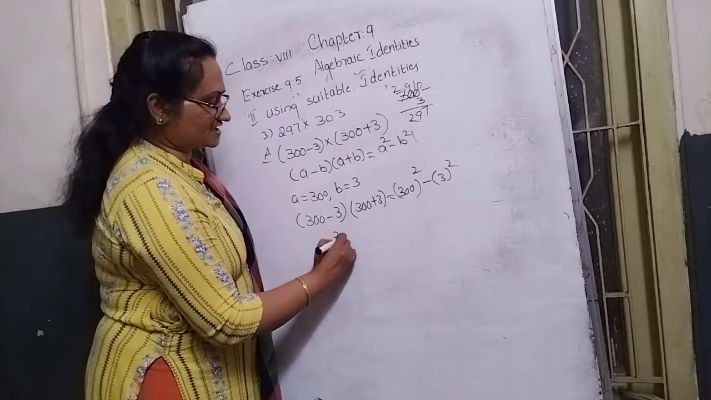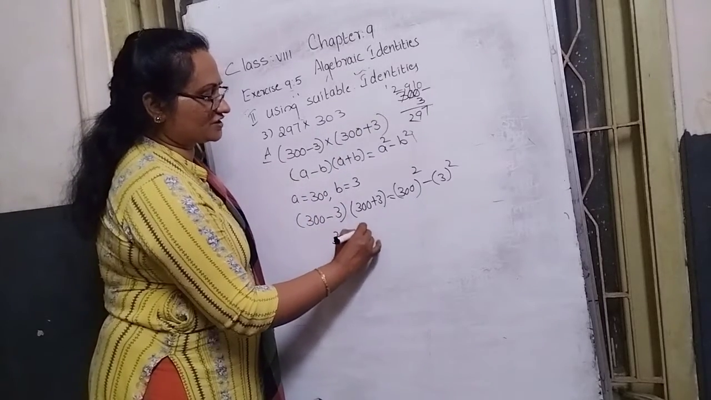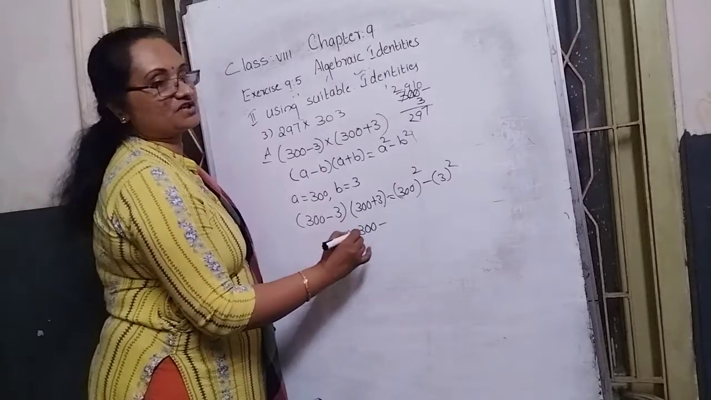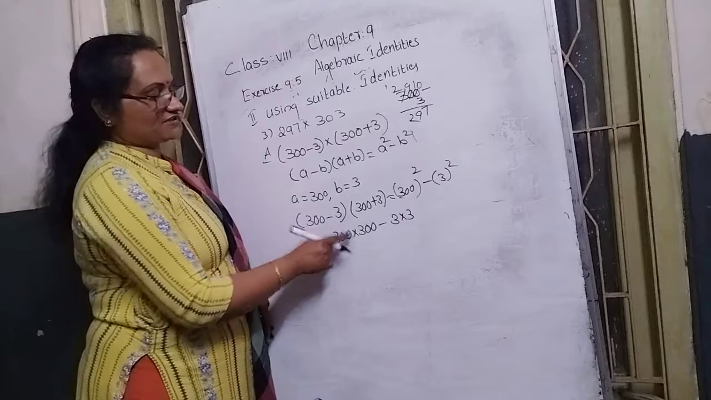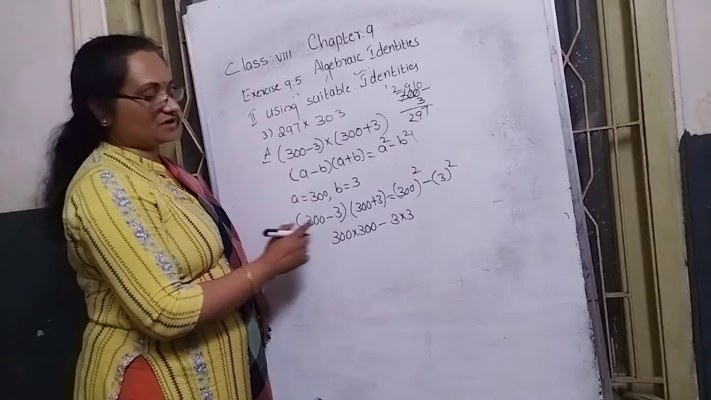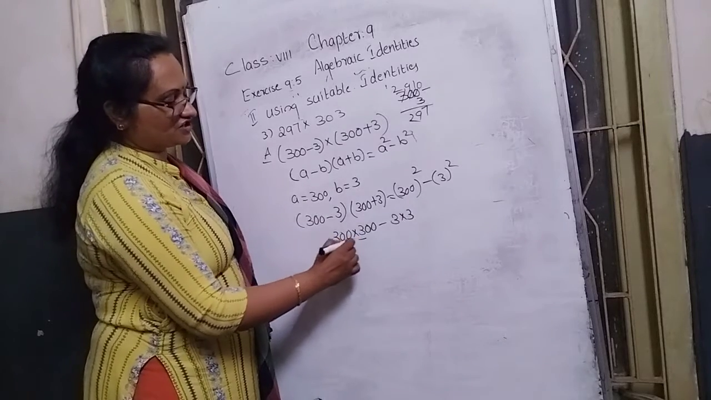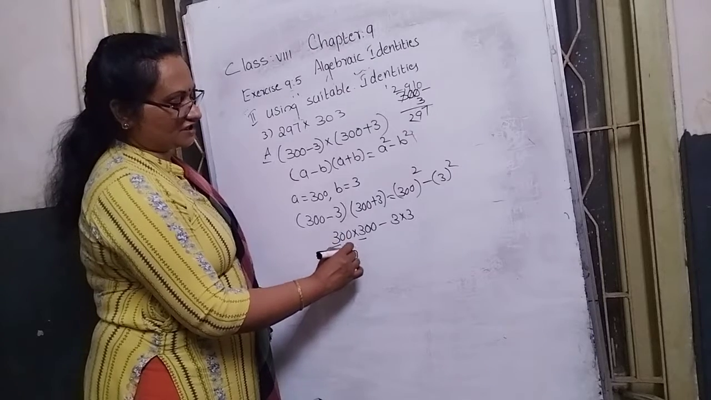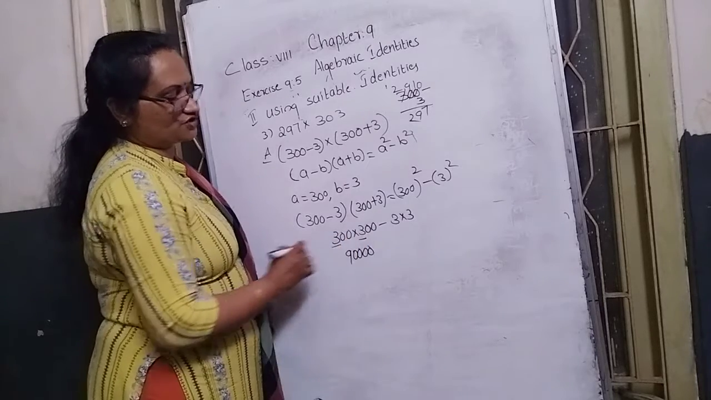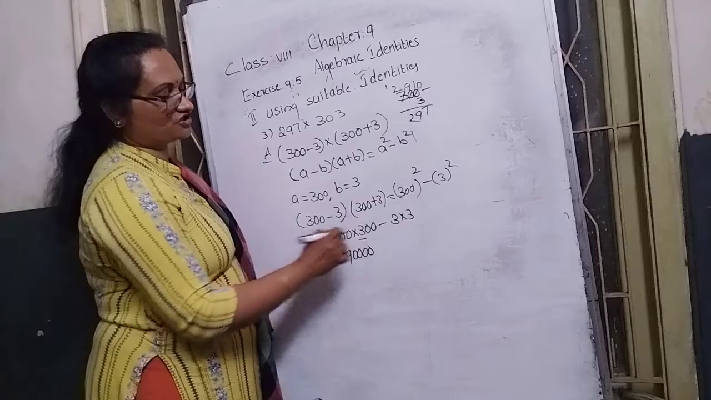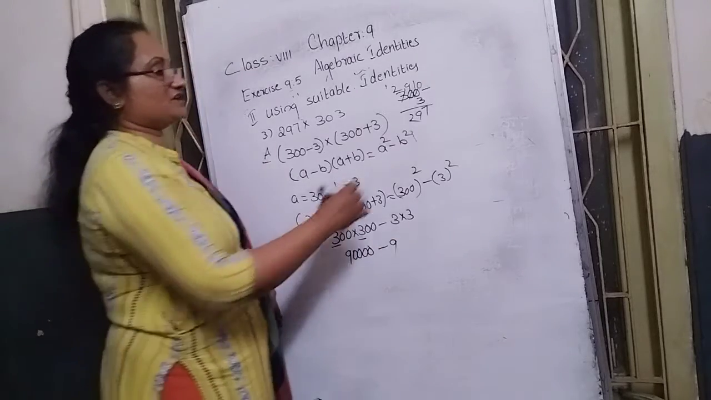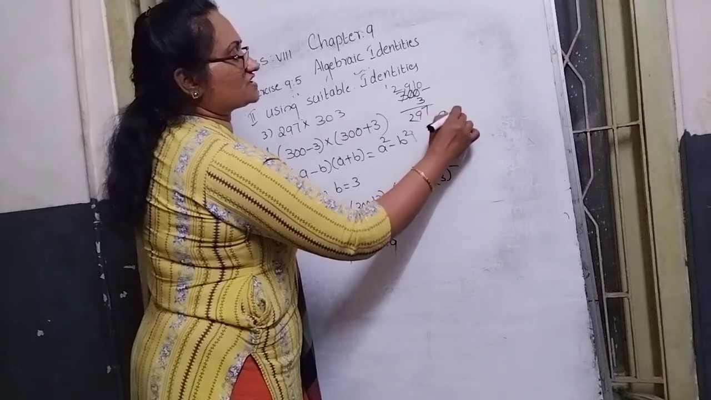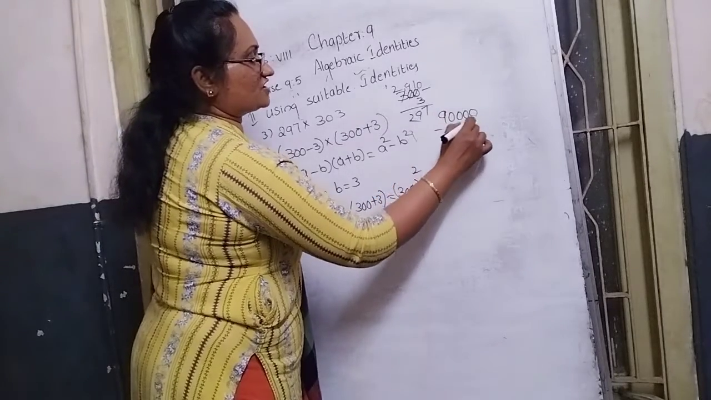Right side part: 300 square means 300 multiplied how many times? 2 times. 3 square means how many times? 2 times. The easy way to multiply numbers with zeros: 3 threes are 9. Multiplicand place 2 zeros, multiplier place 2 zeros. So it becomes 90,000, minus 9 into 3 into 3, which is 9. Then subtract: 90,000 subtracted with 9.